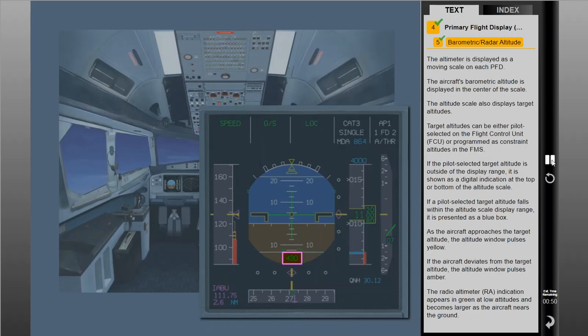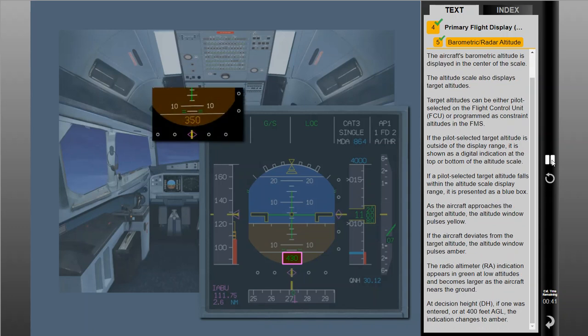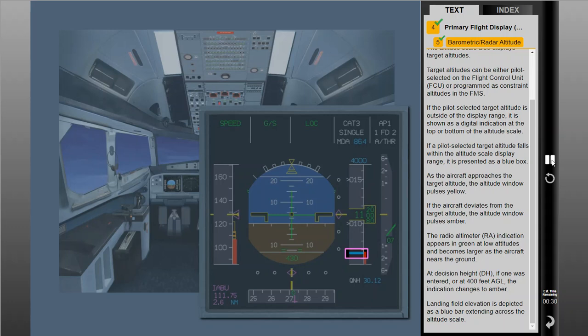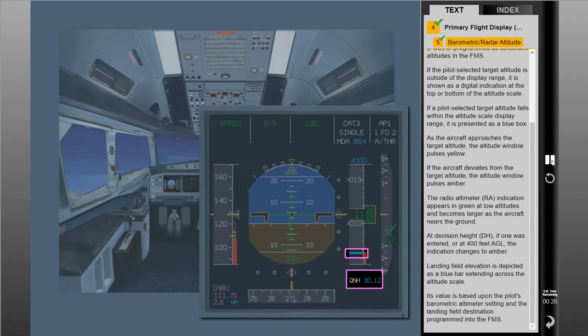The radio altimeter, or RA, indication appears in green at low altitudes and becomes larger as the aircraft nears the ground. At decision height, if one was entered, or at 400 feet above ground level, the indication changes to amber. Landing field elevation is depicted as a blue bar extending across the altitude scale. Its value is based upon the pilot's barometric altimeter setting and the landing field destination programmed into the FMS.